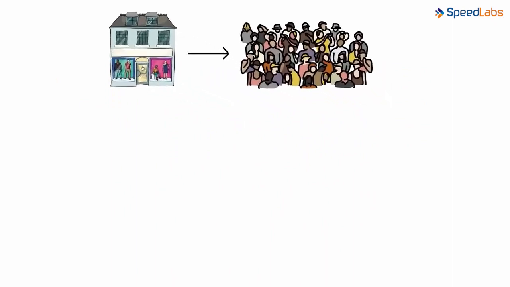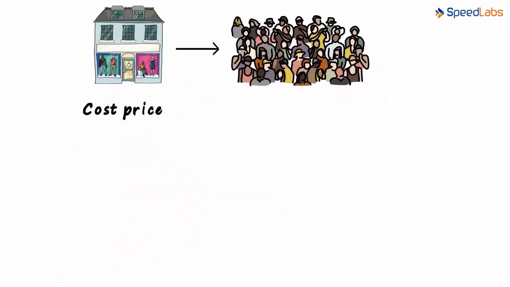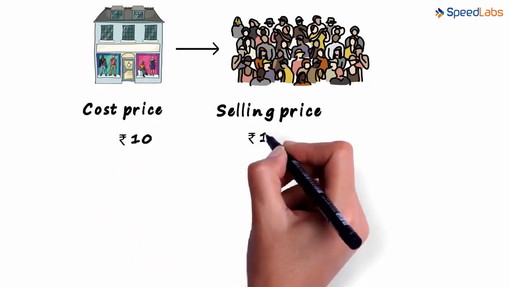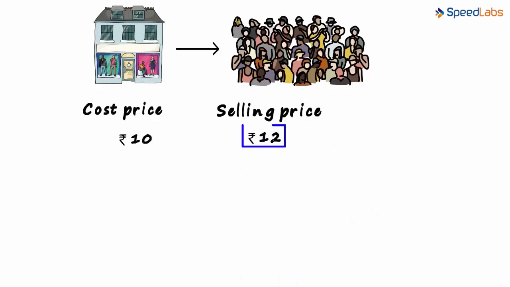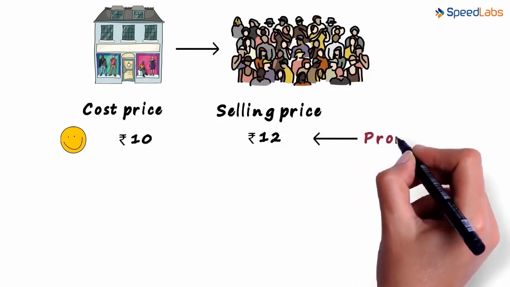So in this case, the cost price will be the cost for the shop. It is the price at which the shop buys the products from the factory and the other minor costs that the shop incurs. And the selling price will be the price at which the shop will sell it to the people. Let's assume the shop buys it from the factory at 10 rupees and sells it to the people at 12 rupees. The shop has sold it at a higher price than its costs. Hence, it is in profit.